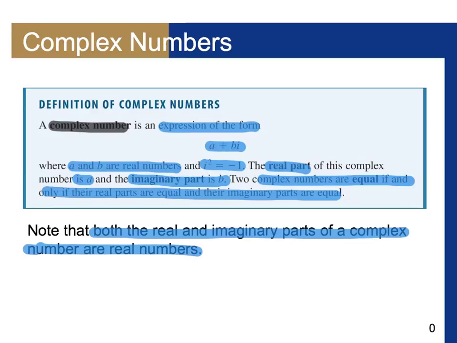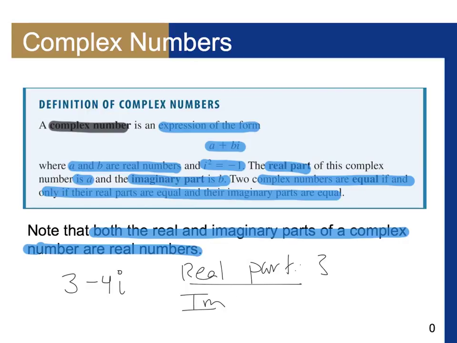Okay, so for example, if we have 3 minus 4i as our complex number, the real part, a, is 3, okay, and the imaginary part is not i, but it's the part that's times the i, so the imaginary part is minus 4, okay, so we have a negative because it's minus 4i.